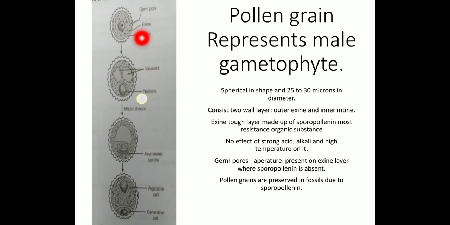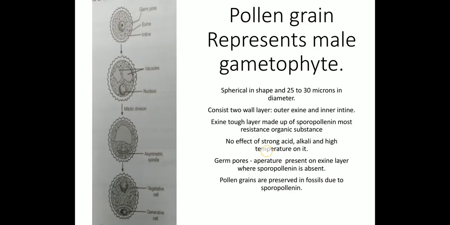So this is the development of the pollen grain. One single nucleus of the microspore, then there is a formation of vacuoles in the cytoplasm. Unequal mitotic division takes place, an asymmetric spindle is formed, and because of that two unequal cells are produced. So the mature pollen grain, now we are going to study the structure of the mature pollen grain.